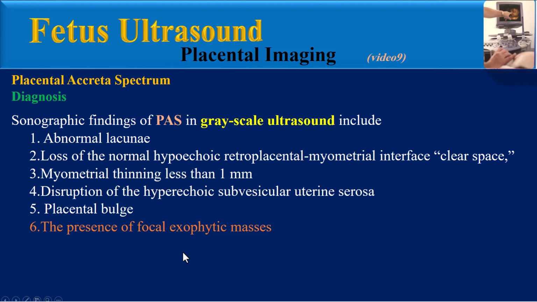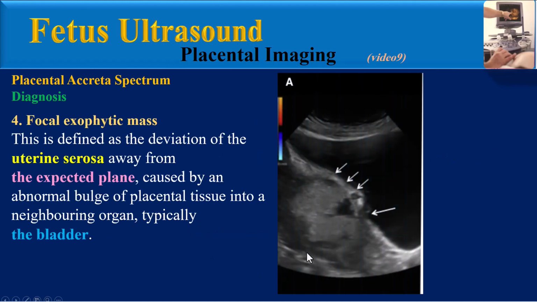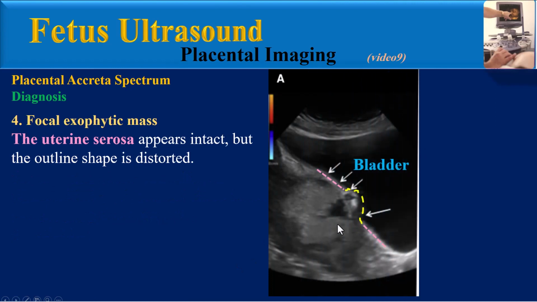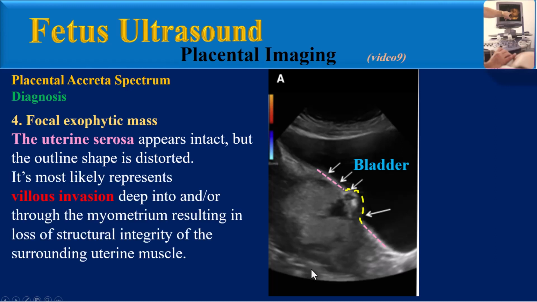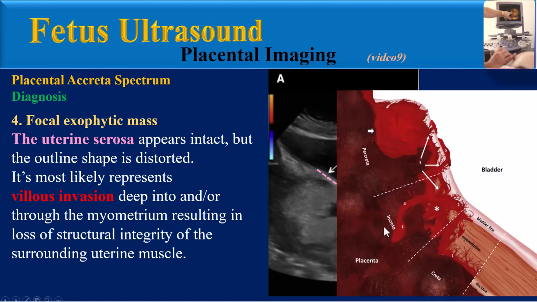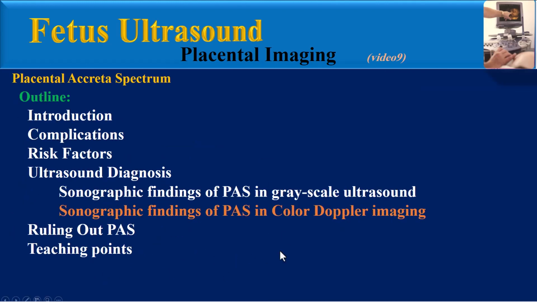The presence of focal exophytic masses. This is defined as the deviation of the uterine serosa away from the expected plane caused by an abnormal bulge of placental tissue into a neighboring organ, typically the bladder. The uterine serosa appears intact, but the outline shape is distorted. It most likely represents villous invasion deep into and or through the myometrium, resulting in loss of structural integrity of the surrounding uterine muscle. Now, sonographic findings of placenta accreta spectrum in color Doppler imaging.